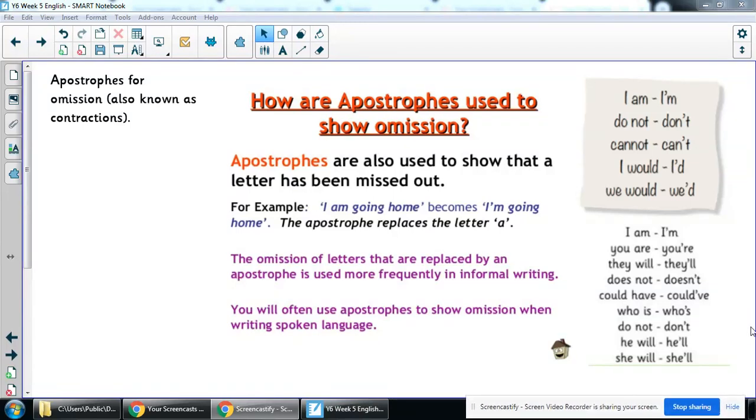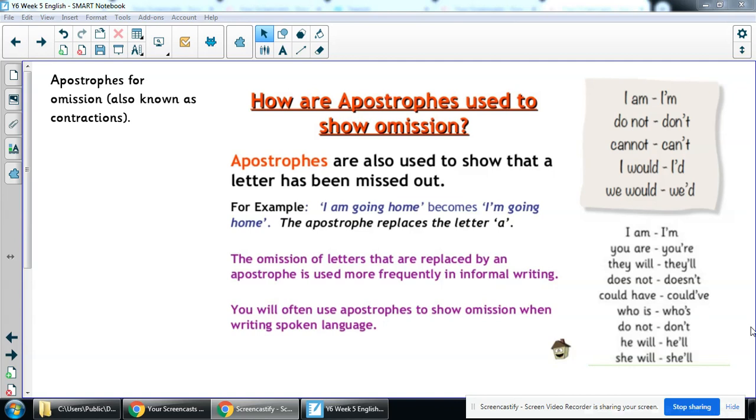So, today's lesson is also about apostrophes. We are building on yesterday's lesson. However, today we will be looking at apostrophes for omission, whereas yesterday we looked at possessive apostrophes and plural possessive apostrophes. So, we're building on that. Now, apostrophes for omission are also known as contractions.